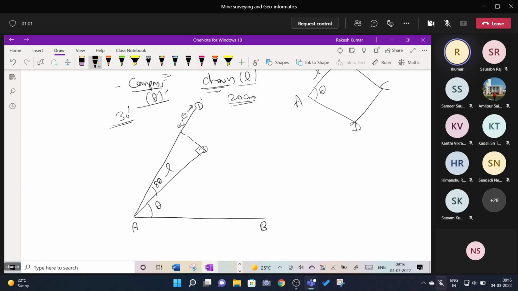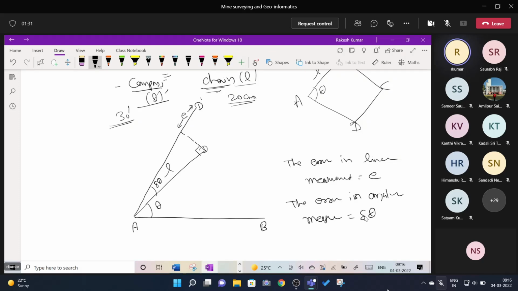So what can I say? The error in linear measurement is, what is that error? E. And the error in angular measurement, what is that? Please speak. Delta theta. Delta theta. Angular measurement. This is theta.